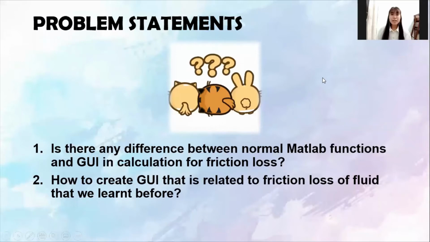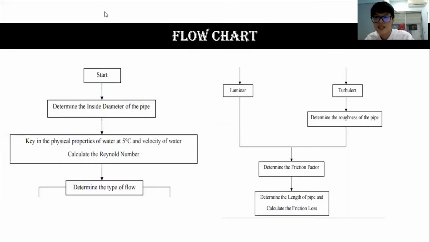So there are two problem statements in our project. First, is there any difference between normal MATLAB functions and GUI in calculations for friction loss? And secondly, how to create a GUI that is related to the friction loss of fluid that we learned before. Next, I will proceed to the flowchart of this project.